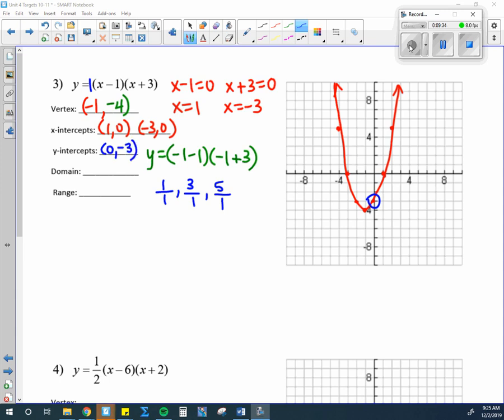My domain is all real numbers again. For my range, I'm going to go to the y value of my vertex, which is negative 4, and it goes up from there. So its y is greater than or equal to negative 4. If you do it in interval notation, it will be negative 4 with a bracket to infinity.